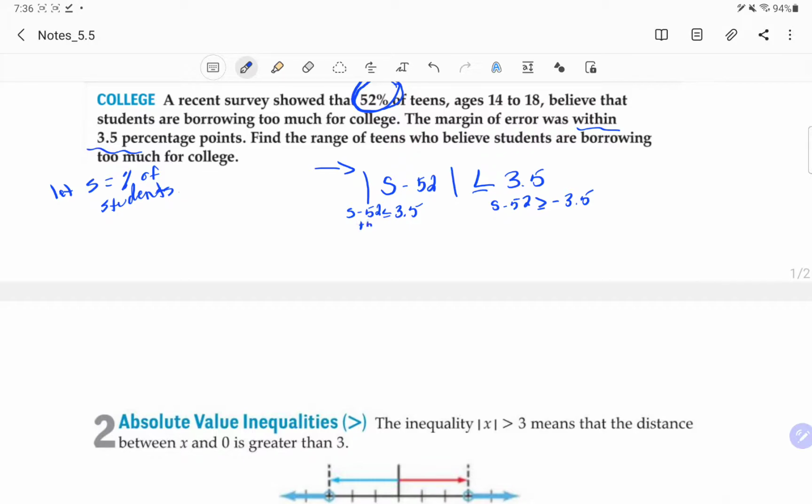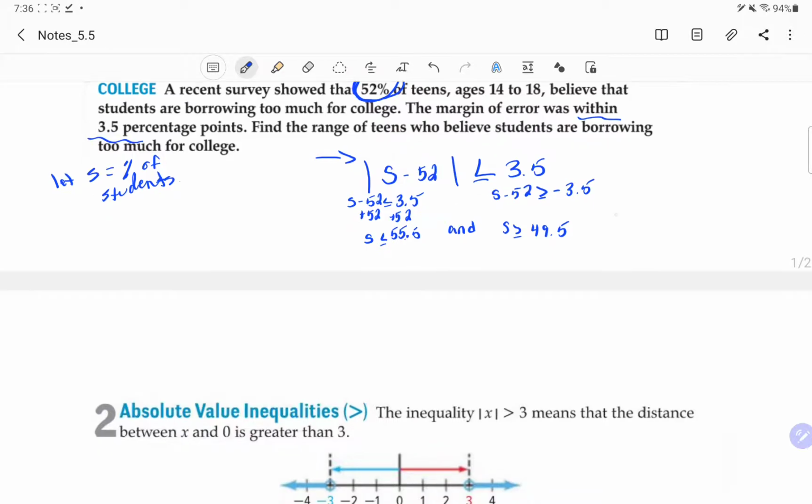Solve that. So I'm going to add my 52. Add 52. You'll get S is less than or equal to 55.5, and S could be greater than or equal to 49.5. So my range is 49.5 is less than or equal to S, which would be less than or equal to 55.5.